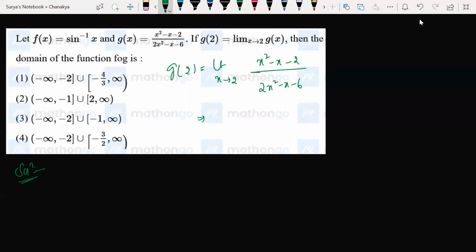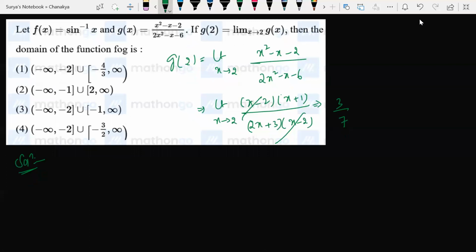So factorize, limit x tending towards 2. So x minus 2 into x plus 1 whole divided by 2x plus 3 into x minus 2 is equal to what, beta? So limit x tending towards 2. So what are you going to get? This will get cancelled. 2 plus 1, 3; 3, 2, 6, 4; 4 plus 3, 7. 3 by 7, correct? So what is the domain of the given function going to be now?